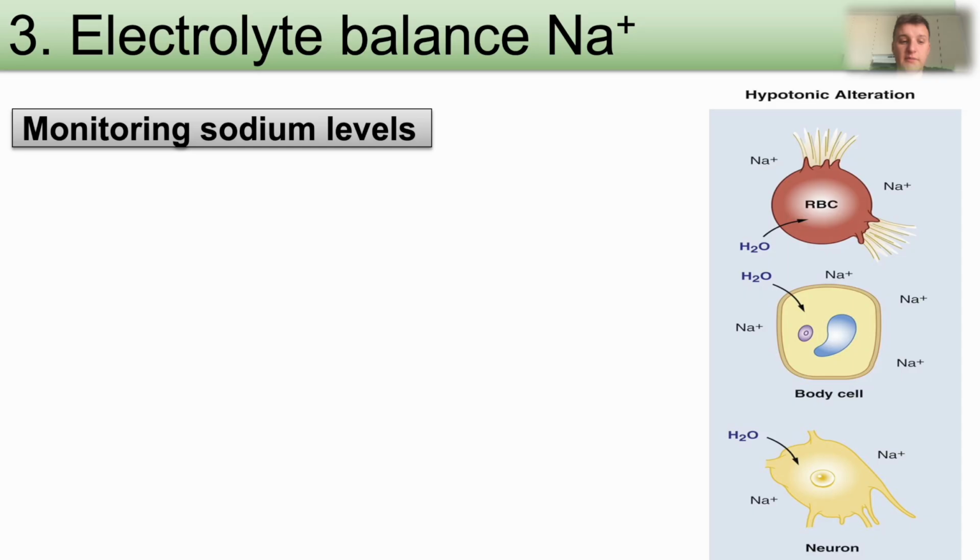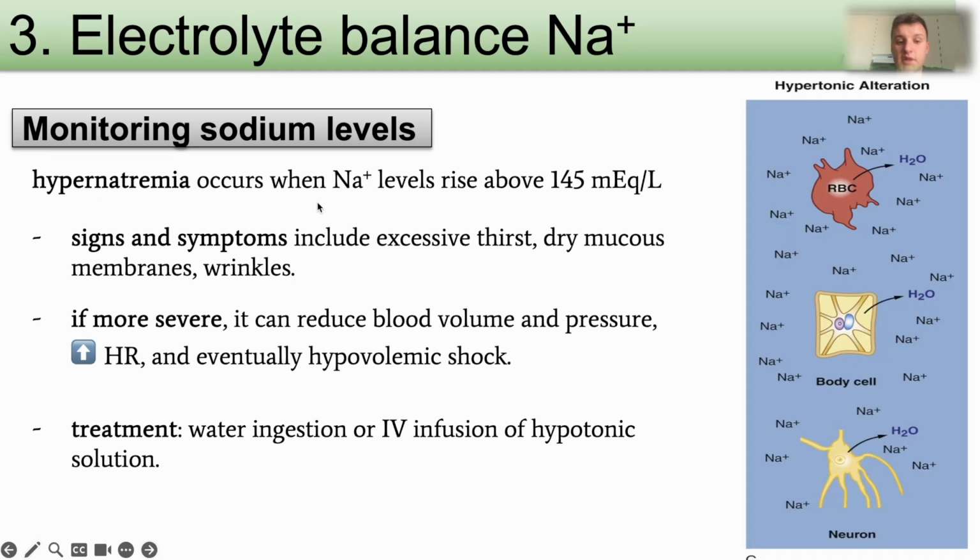Monitoring your sodium levels. Hypernatremia will occur when sodium levels rise above 145 milliequivalents per liter, okay? This is called hypernatremia. Signs and symptoms include excessive thirst, dry mucous membranes and wrinkles, right? If it's more severe, it could reduce blood volume and blood pressure, and increase your heart rate and eventually create this hypovolemic shock. The treatment for that, you'll give your patient more water or IV infusions of these hypotonic saline solutions.